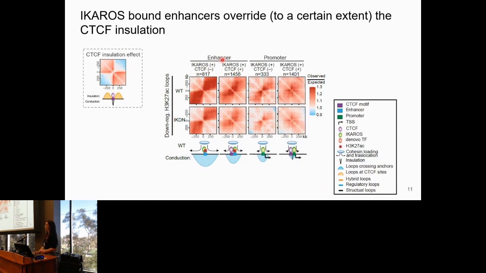In contrast to enhancers, when we look at the promoters, we saw that those that have Icarus bound and not CTCF were being spanned by short range interactions that were almost gone when CTCF was bound. So this suggests that Icarus bound enhancers override to a certain extent the CTCF insulation.